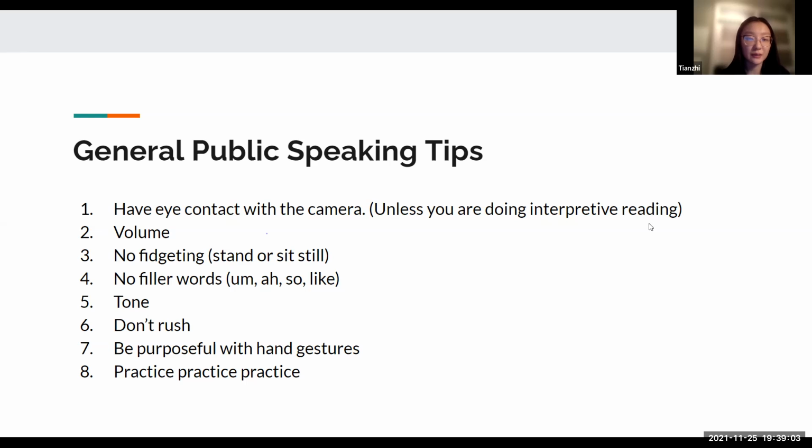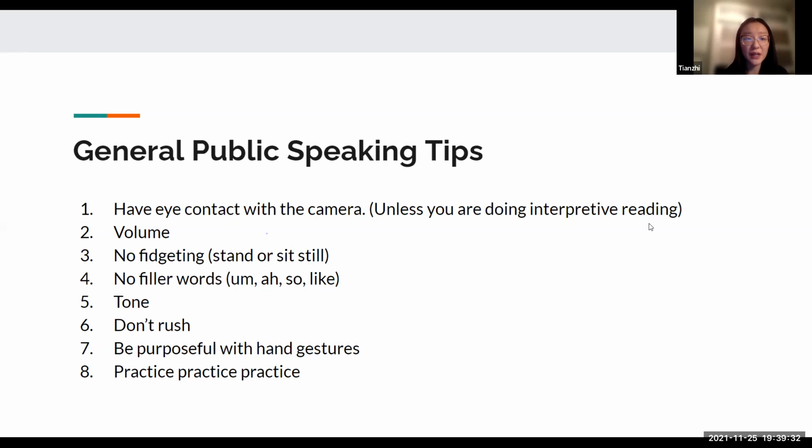Third, no fidgeting. So stand or sit still. Fidgeting basically means some people that I see speaking, they'll do one of these with their chairs. They'll talk like this and they'll move back and forth. This is very distracting. Make sure that you are speaking and sitting in a still way. You're not moving around a lot. You're not playing with your fingers in front of your camera. Make sure there's no fidgeting in your speech.